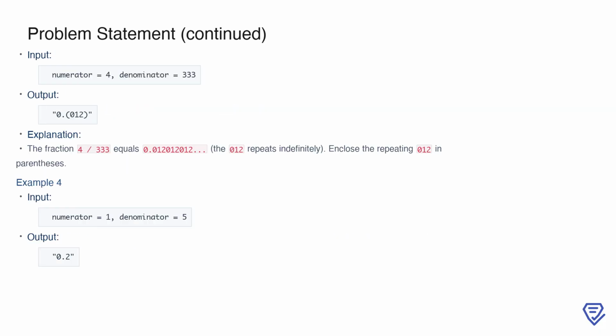Now, for more examples, if the numerator is 4 and the denominator is 333, dividing them gives 0.012012012, where the sequence 012 repeats indefinitely. This means the output should be formatted as 0.(012). On the other hand, if the numerator is 1 and the denominator is 5, the result is 0.2, which is a non-repeating decimal. Since there's no repetition in this case, the output is simply 0.2. These examples further illustrate how to identify and handle both repeating and non-repeating cases appropriately.